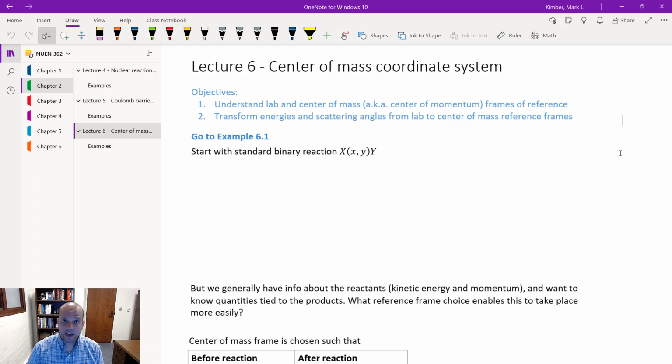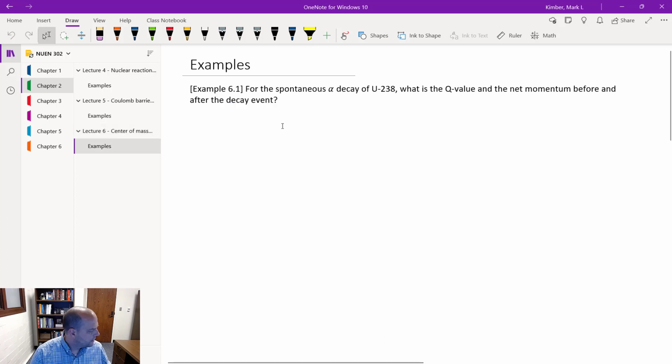In order to set the stage, though, we're just going to jump into the first example, which doesn't really have anything to do with the center of mass frame of reference, but like I said, it's going to set the stage for us. So in this first example, we're looking at spontaneous decay, and in this case, it's going to be an alpha decay of uranium-238. And so we want to know the Q value. We've calculated this before. We can do it again, and we want to know the net momentum before and after the decay event.